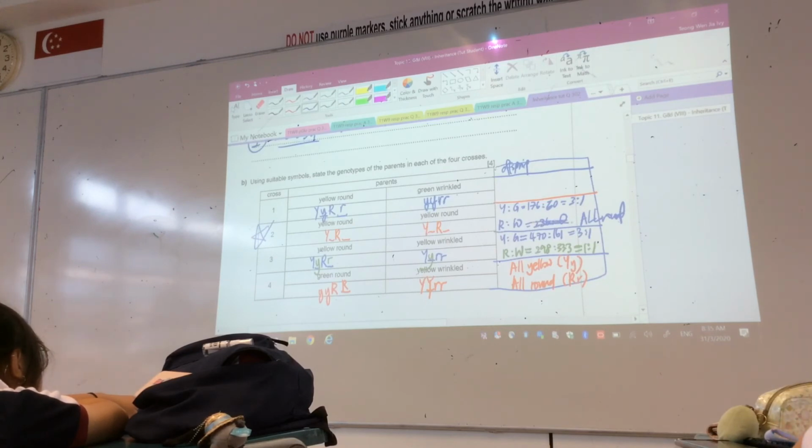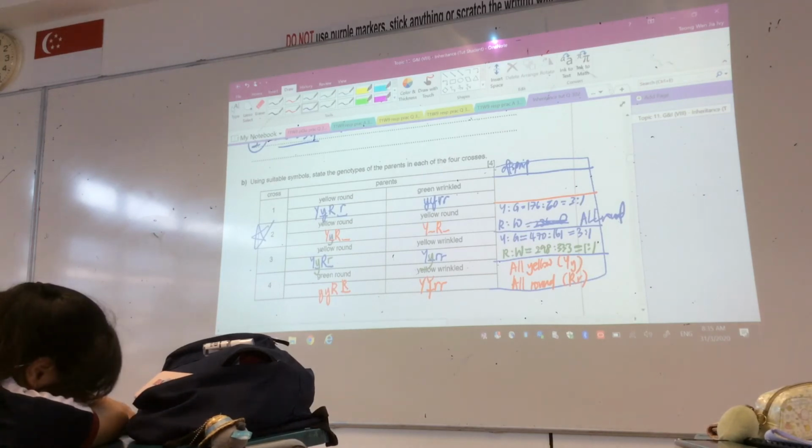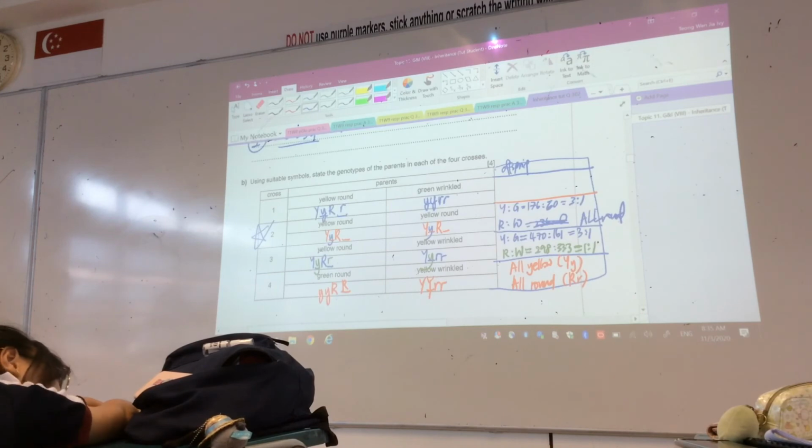Okay, so based on that, what is the parental genotype? How do you get this? Okay, so let's take a look at the yellow is to green part first. How do you get a 3 is to 1 ratio? Okay, it has to be 2 heterozygotes crossed together. Then how do you get all round?